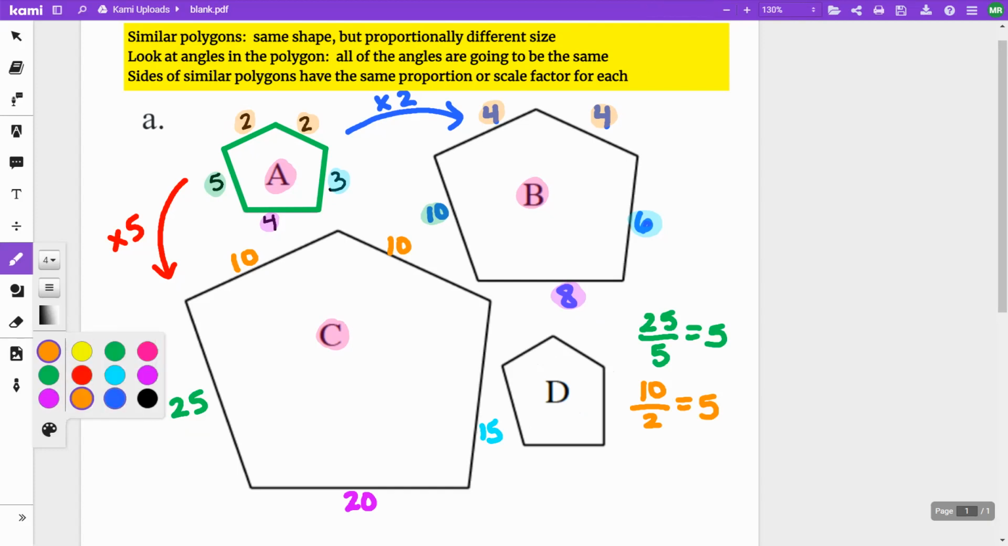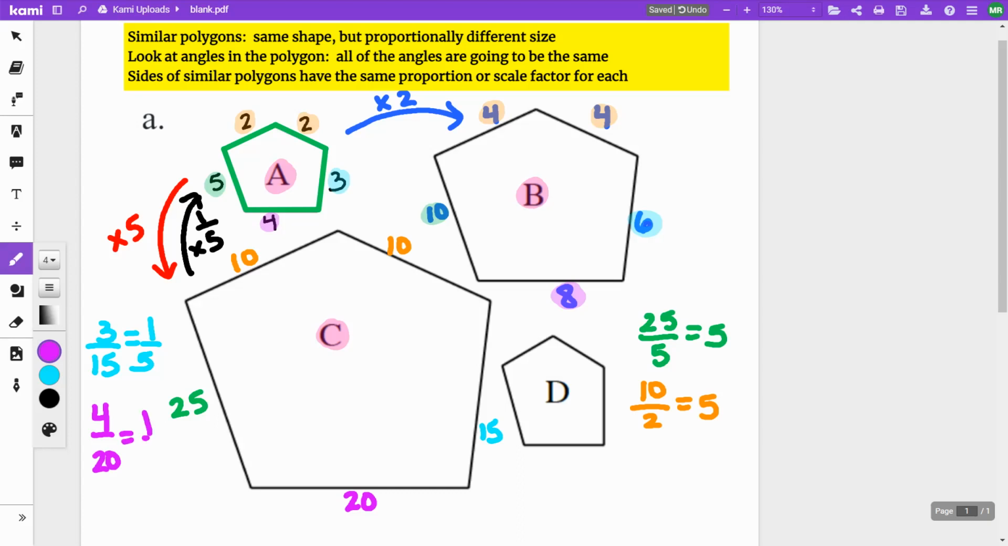Now, if I'm going the opposite direction, let's say that I started with C and I ended up with A, then I am doing the reverse. So instead of timesing by 5, I'm dividing by 5 or multiplying by 1/5. So then let's say I was going to do 3 compared to 15. That gives me my 1/5. If I was going to do my 4 compared to 20, you see that gives me a 1/5. Hopefully this helps you out understanding similar polygons.